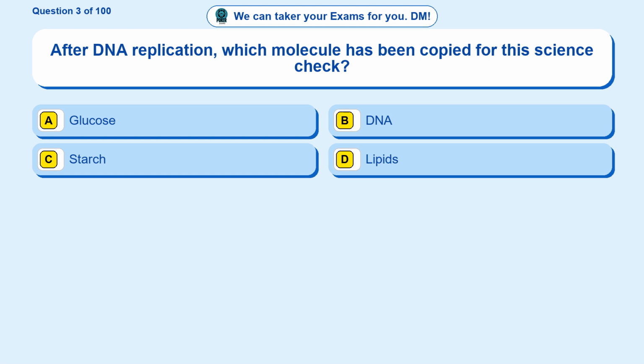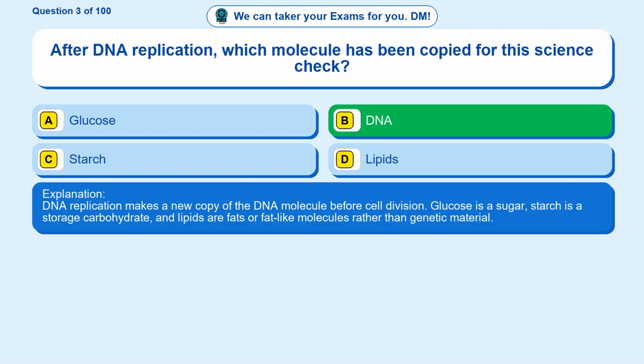Question 3. After DNA replication, which molecule has been copied for the science check? Option A, glucose. Option B, DNA. Option C, starch. Option D, lipids. The correct answer is option B. DNA. DNA replication makes a new copy of the DNA molecule before cell division.